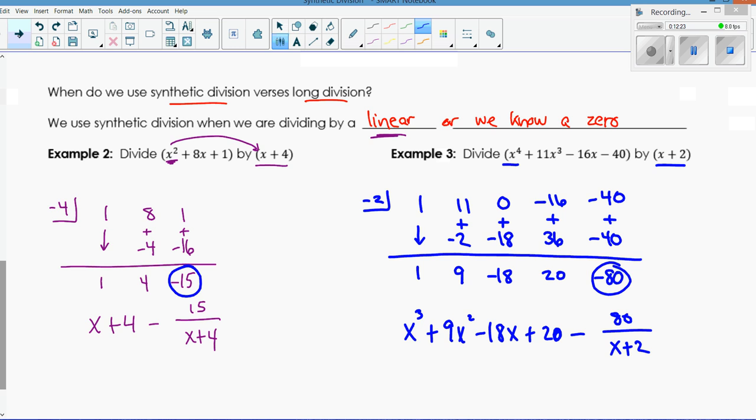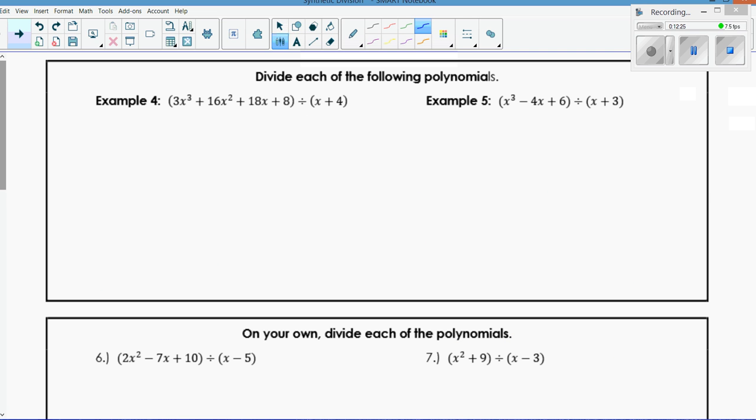Alright, flip it over. We'll try 2 more, and then I'll let you guys try some on your own. You can pause if you want and try it on your own. So I'm dividing by x plus 4, so I can use synthetic division. Do negative 4. My powers are 3, 2, 1, constant, so that's good. So I have a 3, a 16, an 18, and an 8 on my line.